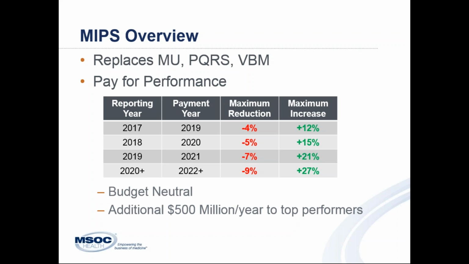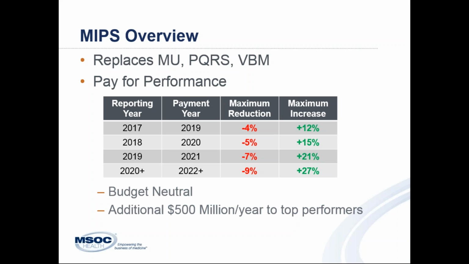So we're replacing meaningful use, PQRS, and value-based modifier. All of those programs stop as of the end of this year's reporting period, which, as you know, impacts your payments in 2018. We are really moving to pay for performance. For the reporting year of 2017, again, it will impact your payments 2 years in the future. This lag time is very familiar to you. The maximum reduction is -4%. It is actually possible for the increase to be as high as 12%, and you see how it increases over the years.